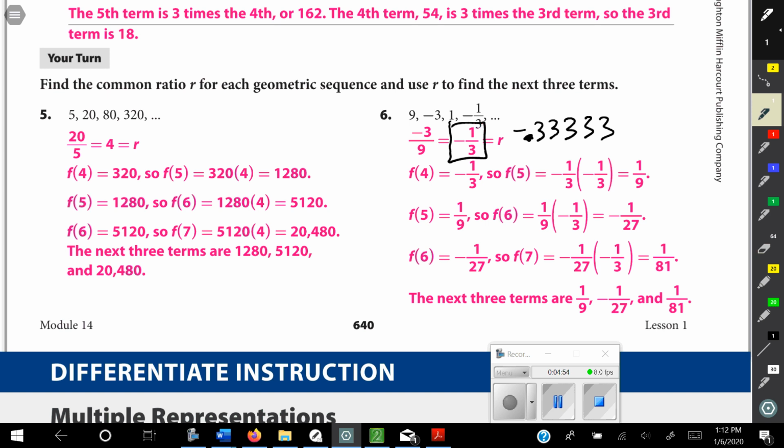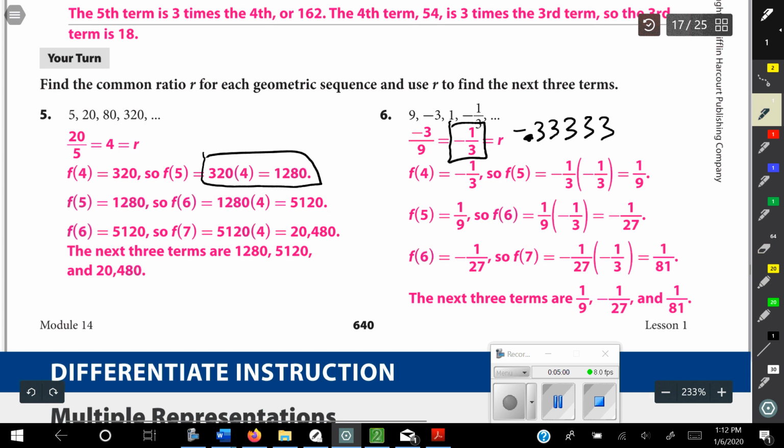On number 5, you multiply your common ratio, which is 4, times your last term, 320, and you get 1280. Then you take 1280 and multiply it by 4 to get 5,120, and then take 5,120 and multiply it times 4, and you get 20,480. So your next three terms are here.